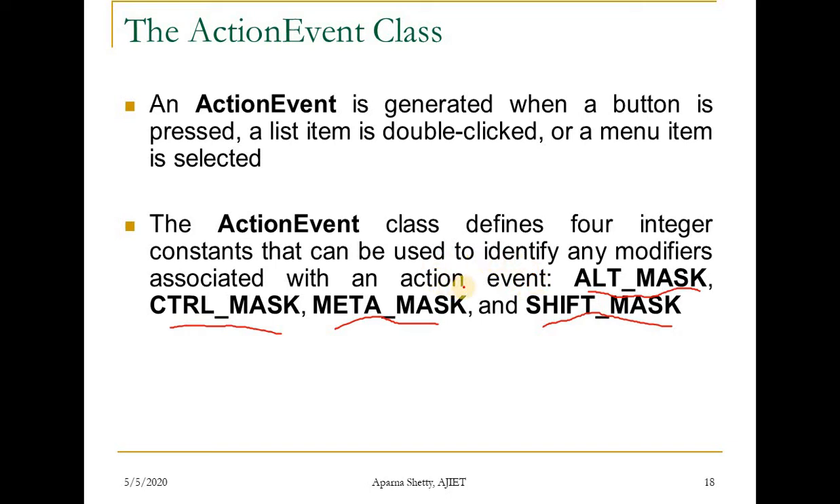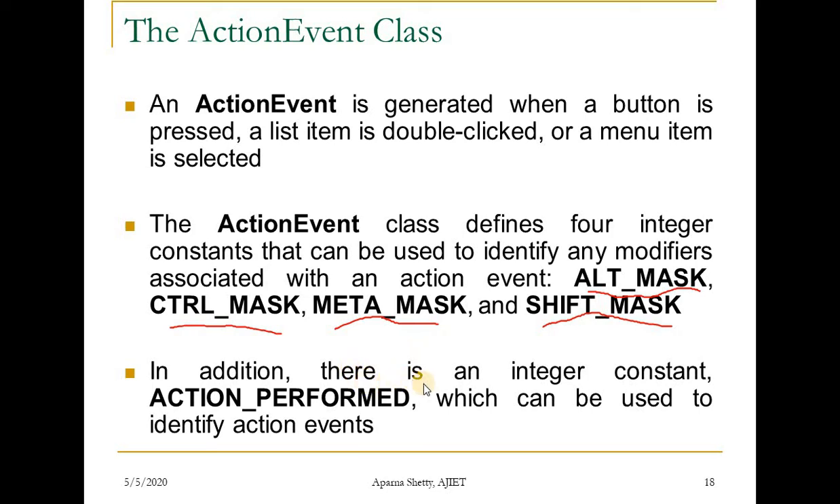So when you perform this action event, if you press the alt or control or shift key, these 4 integer constants are used to represent them. So the 4 integer constants are alt mask, control mask, meta mask and shift mask.